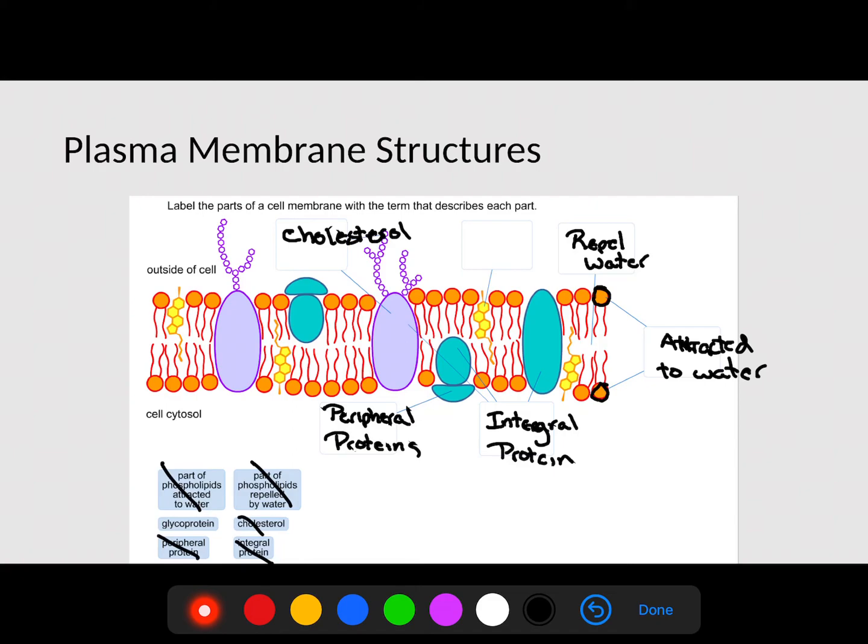And then finally, we have our glycoproteins. Oops, I wrote that wrong. I thought that was the different box. Sorry. Cholesterol is right here. Those are what are holding things together. And also glycoproteins.